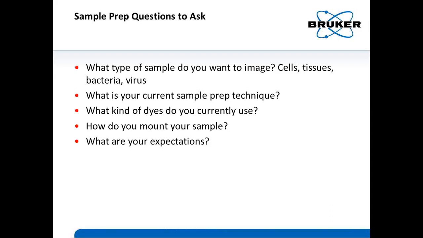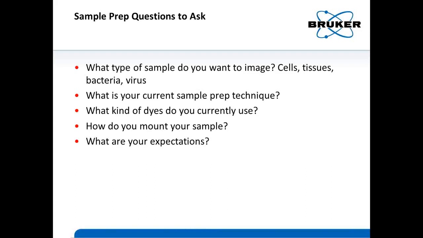First question is, what do you want to image? Is it cells, tissues, bacteria, viruses? Cells, bacteria and viruses are thinner and a lot easier to work with initially, but with tissues, there's a lot of potential in terms of the data that you can obtain, as long as you're willing to put in a little bit of prep to optimize that. I'll talk about tissues and clearing in a few slides.